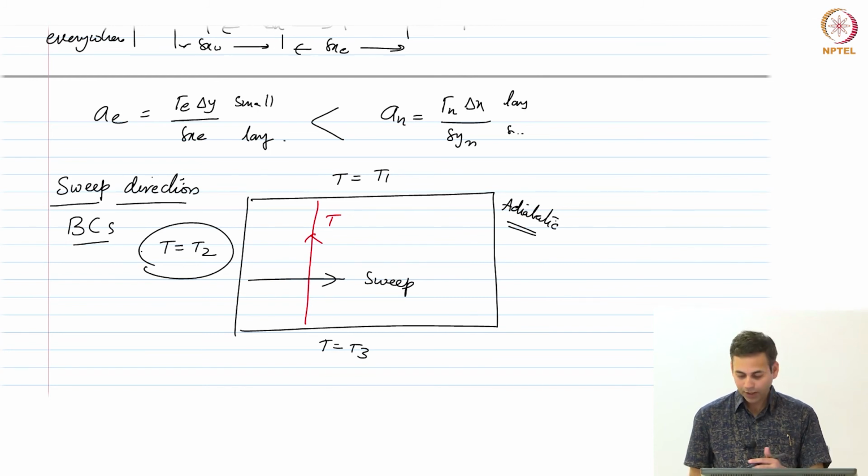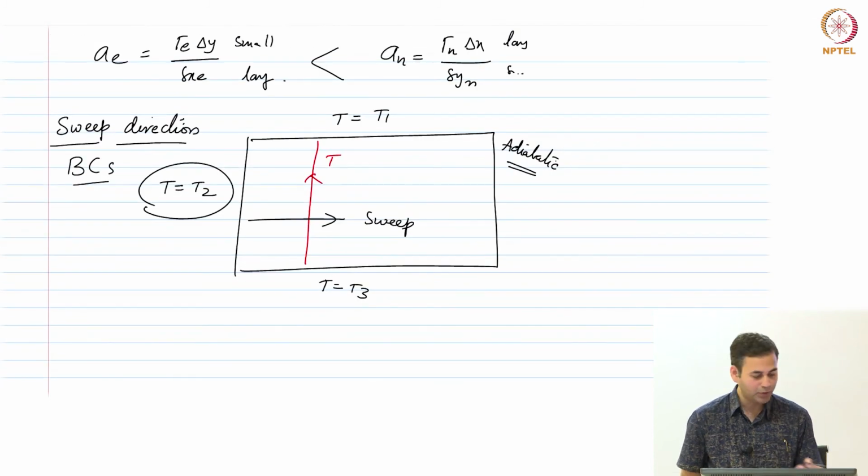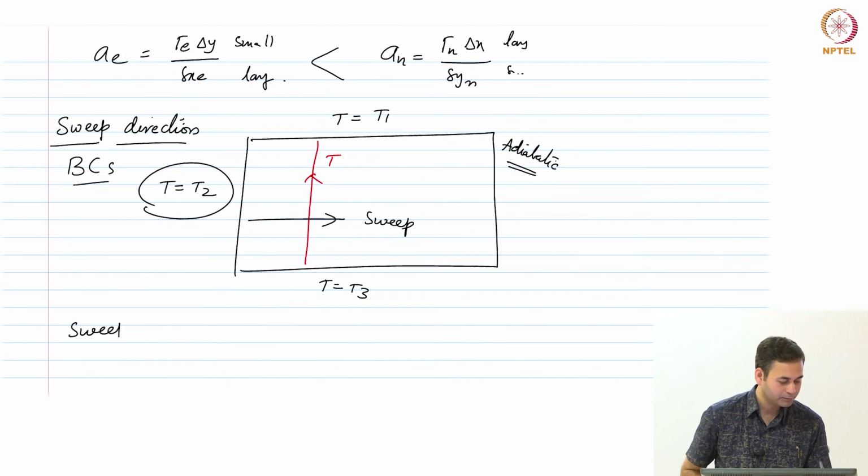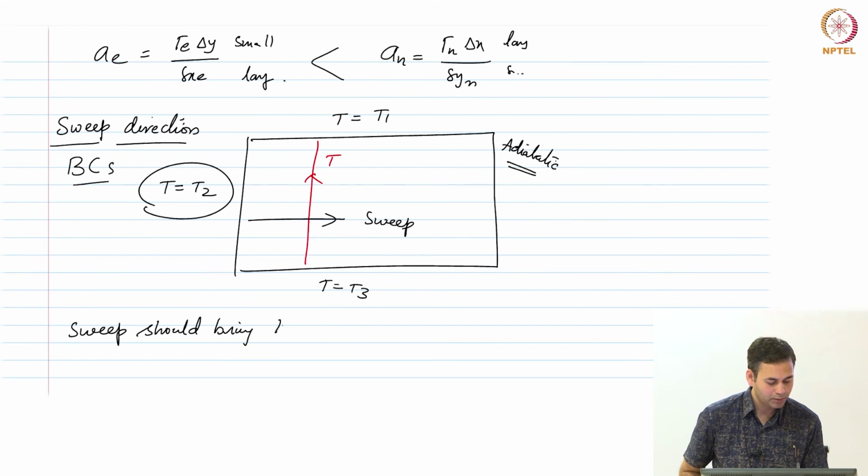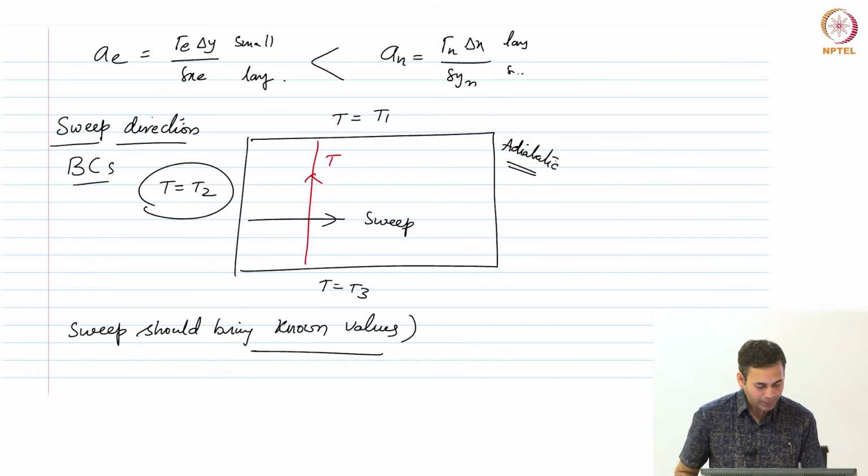Essentially, you should always start the sweep so that it brings in known values, that is, in the direction of the known values. Okay. That is what we would do.